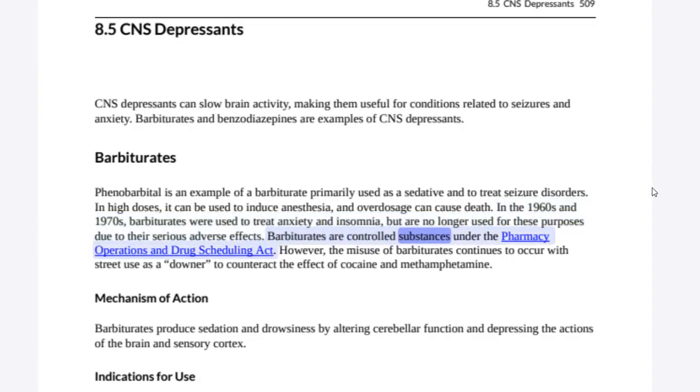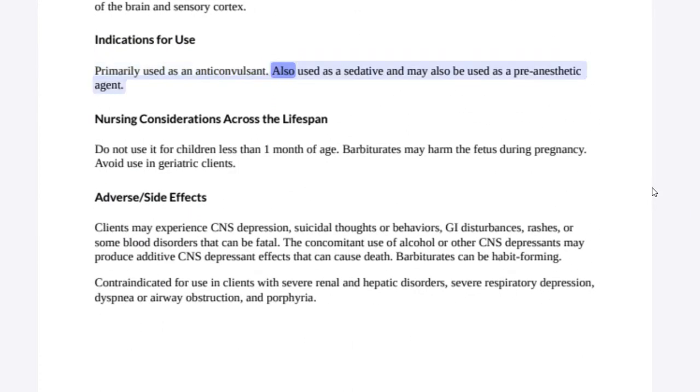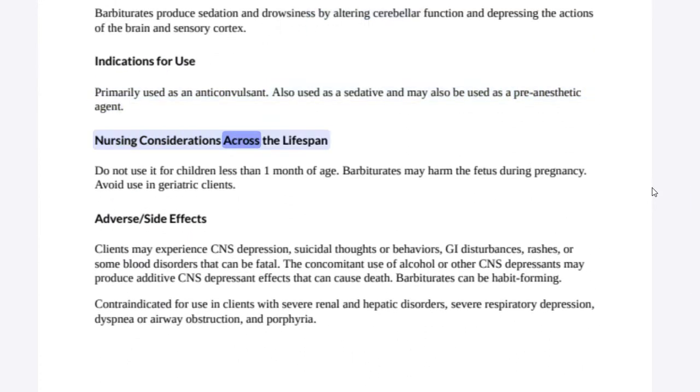Barbiturates are controlled substances under the Pharmacy Operations and Drug Scheduling Act. However, the misuse of barbiturates continues to occur with street use as a downer to counteract the effect of cocaine and methamphetamine. Mechanism of action. Barbiturates produce sedation and drowsiness by altering cerebellar function and depressing the actions of the brain and sensory cortex. Indications for use: primarily used as an anticonvulsant, also used as a sedative, and may also be used as a pre-anesthetic agent.